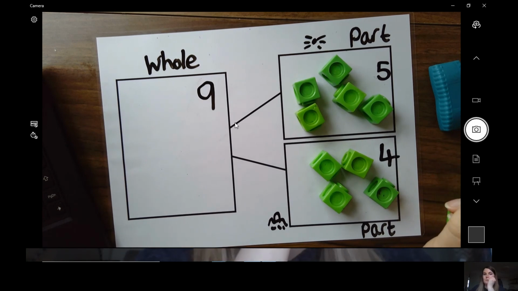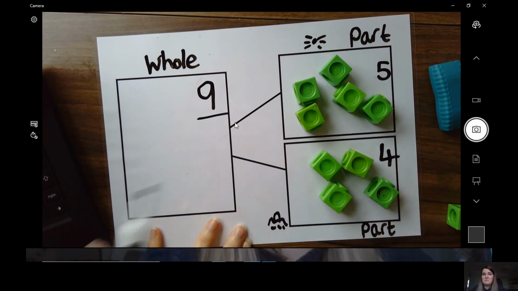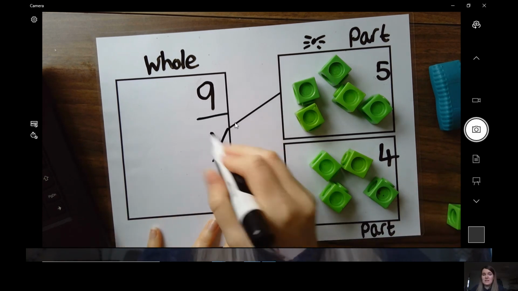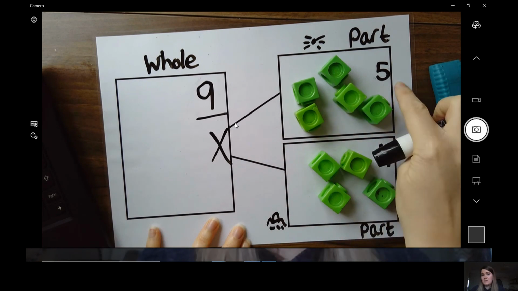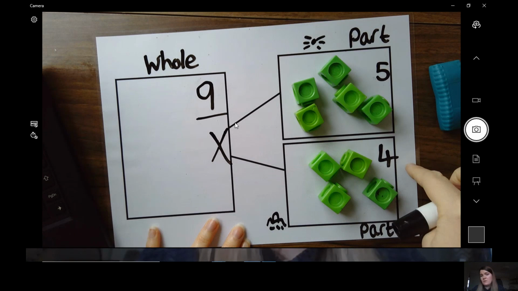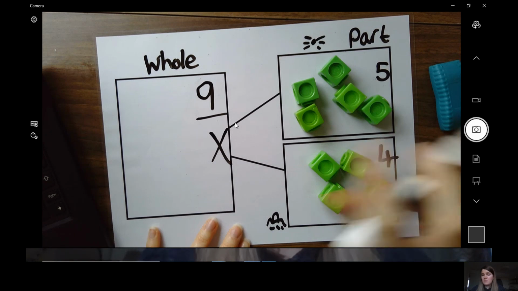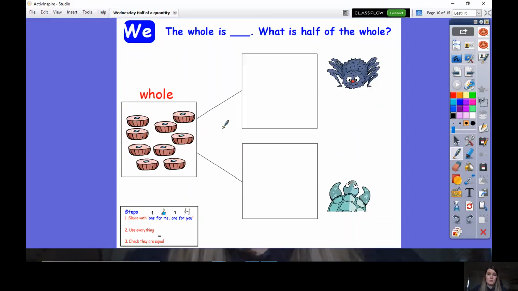What does this mean? Can we divide half the number 9? No. It's not equal, is it? The spider's got more because the spider's got 5. So we can't half the number 9. Well done, everyone. Well spotted.